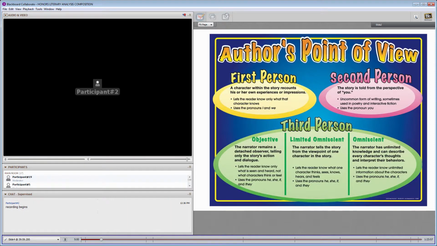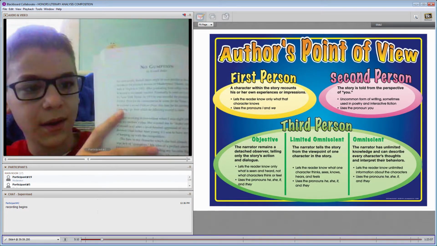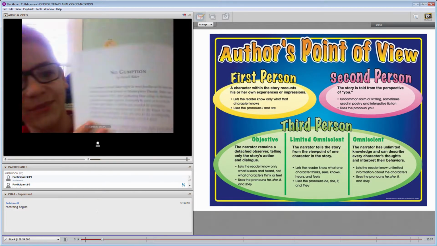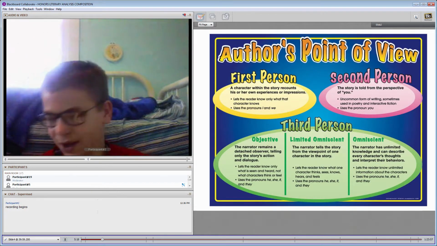I'm going to go and show. Let me see. All right, here we go. I'm going to get on the camera to help show this off. So this is No Gumption by Russell Baker. So No Gumption is by Russell Baker, then Gumption is by Langston Hughes.